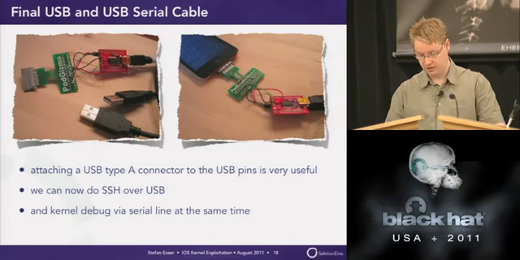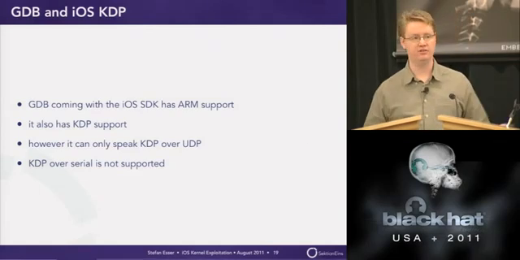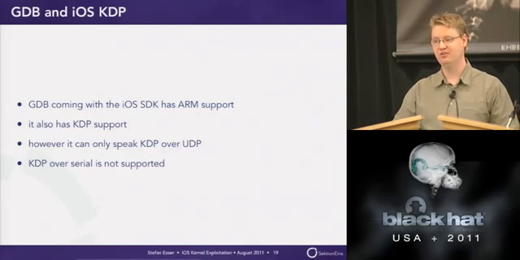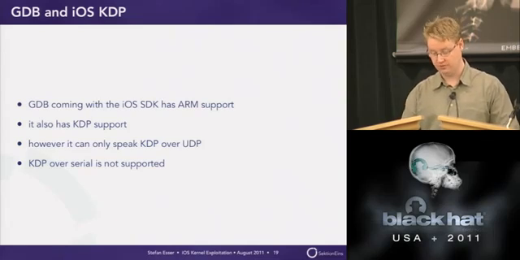So your next problem is that now you have this cable and you can plug it in, but you don't know how to speak with it. The nice thing is Apple ships a GDB in the iOS SDK, with ARM support and KDP support. Well, they could remove that at least. But you can still use the old version. However, it only speaks KDP over UDP, and over serial is not supported by default, at least I don't know of it.